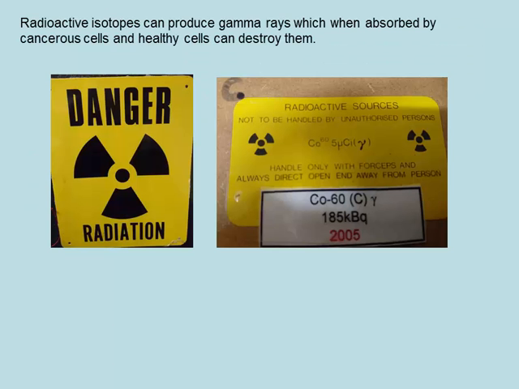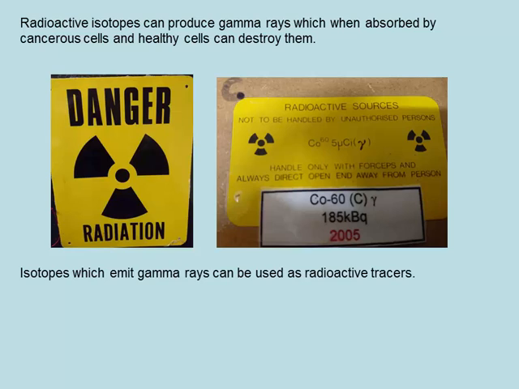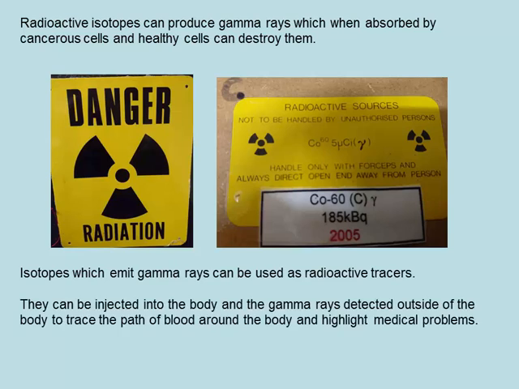Radioactive isotopes can produce gamma rays, which when absorbed by cancerous cells and healthy cells can destroy them. Isotopes which emit gamma rays can be used as radioactive tracers. They can be injected into the body, and the gamma rays detected outside of the body. This allows us to trace the path of blood around the body and perhaps highlight medical problems.